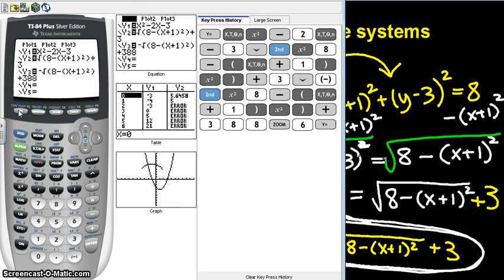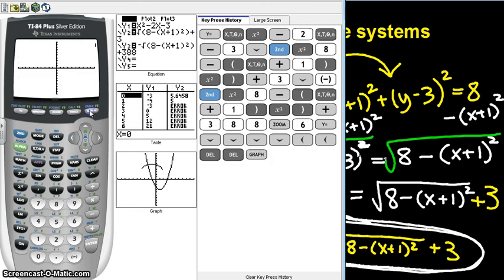We go back to y equals, and see if I can figure out why. Oh, look at what I did accidentally. Not necessary. Okay, now it should show up. So top half of the circle, bottom half of the circle. It doesn't look like a circle, but that's because my screen is not square.